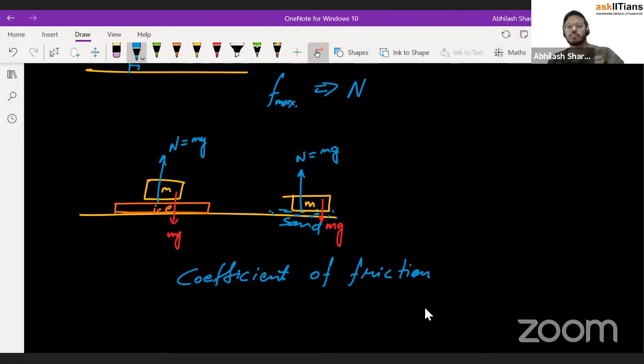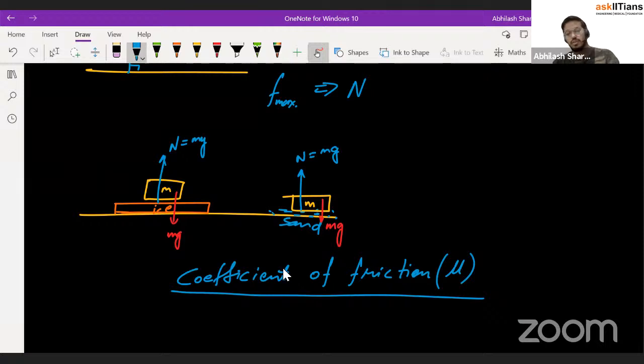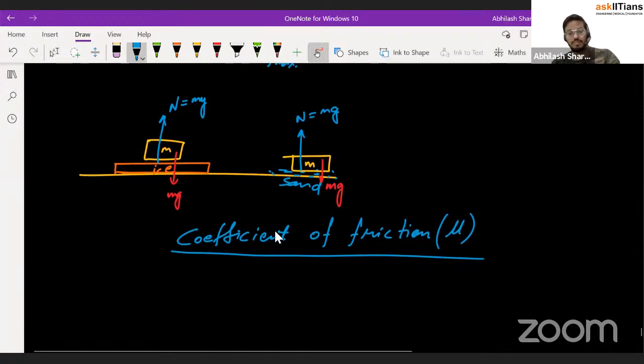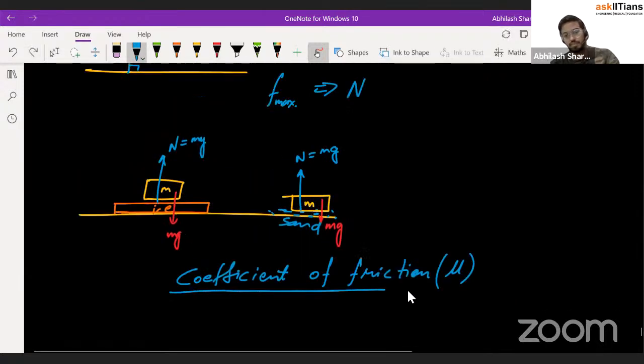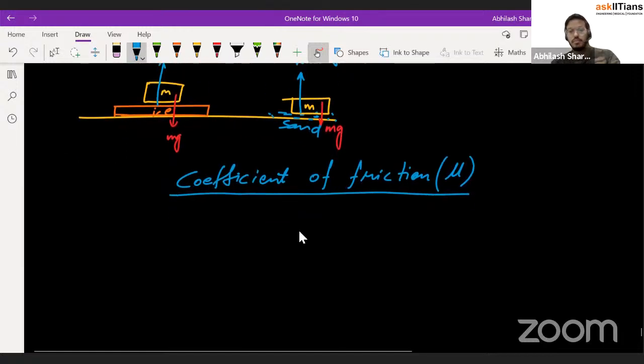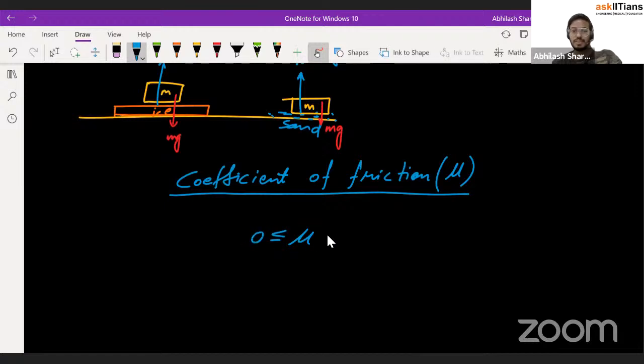Coefficient of friction is something that tells you about how rough or smooth a surface is. It's written by a Greek letter mu. So what you see here is not u, it's mu. Okay. Greek letter mu. And this mu always lies between 0 and 1.